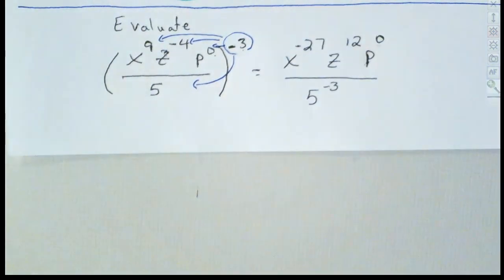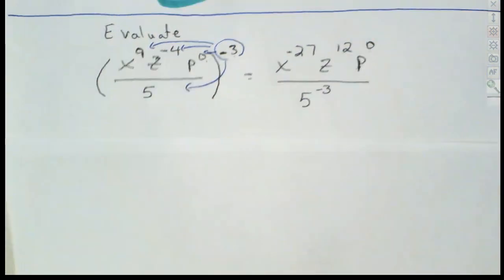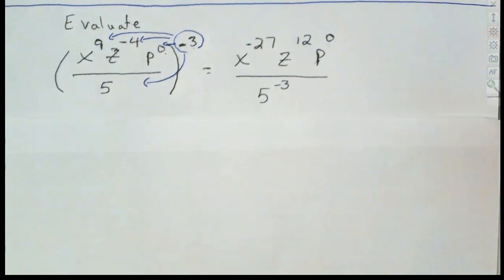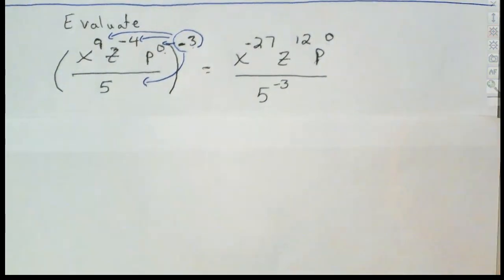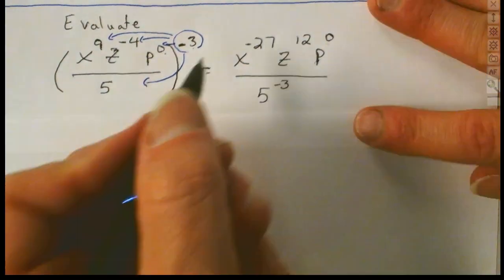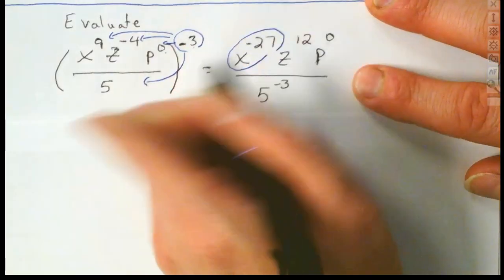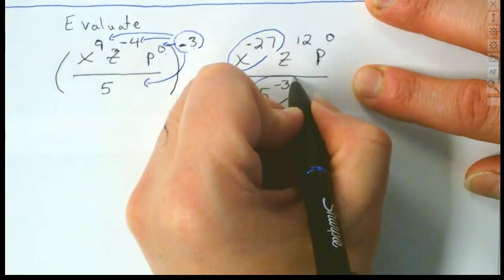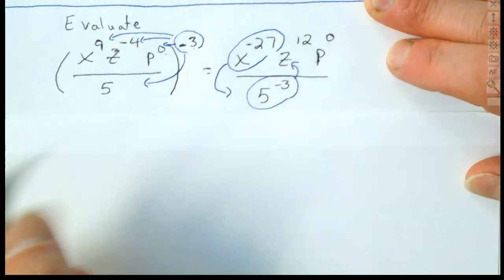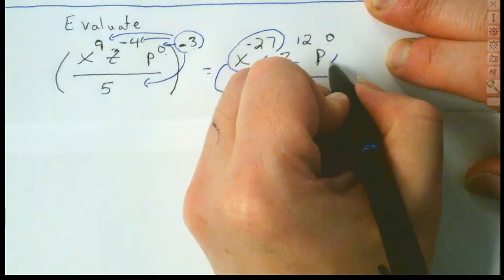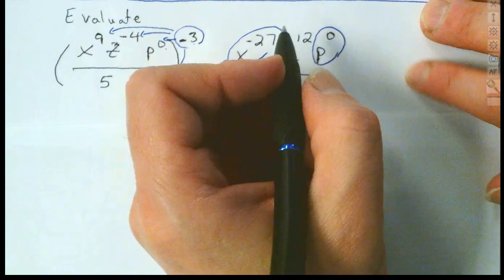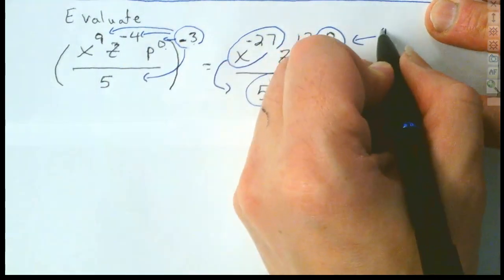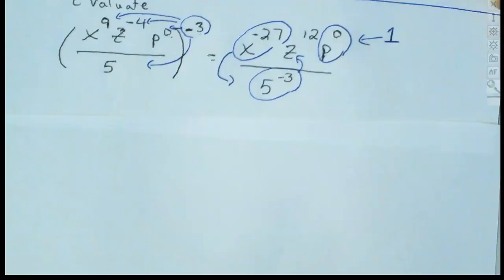Almost done. We need to clean this up a bit and rewrite our final answer. So what's going to happen with these? Well, some things are going to be moved around. So this x to the negative 27th power, where is it going to go? It's going to go down below. Okay, and this 5 to the negative third power, where does it go? Up to the top. And what do we know about this p to the 0 power? That is 1. So it's gone, right? Doesn't matter because that's just 1 there.